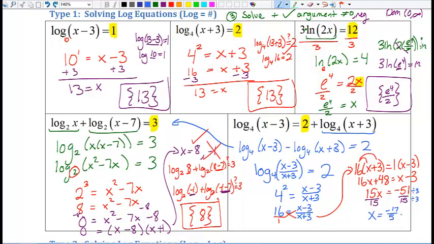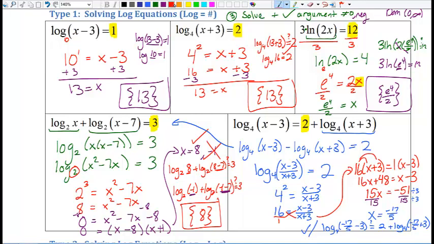Now I say potential answer because I have to check my work. And in order to check my work, I need to make sure that when I plug it back in, the argument is not negative. So going ahead and plugging it in, I'm getting log of negative 17 fifths minus 3 is supposedly equal to 2 plus log base 4 of negative 17 fifths plus 3.